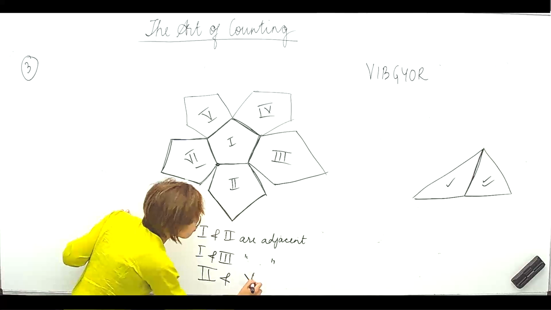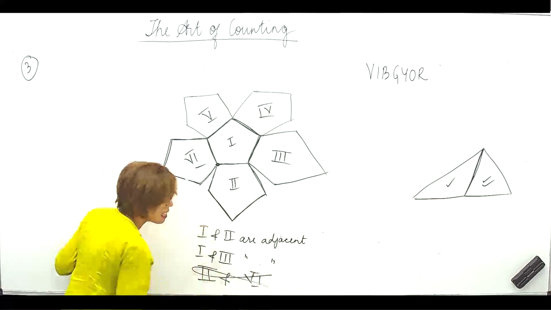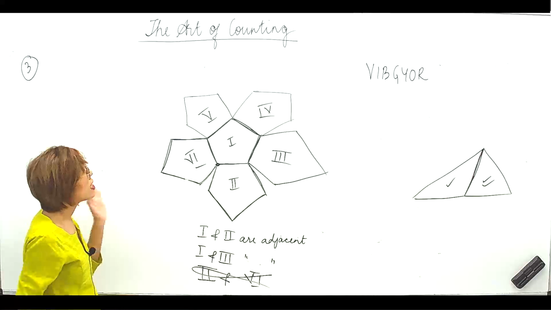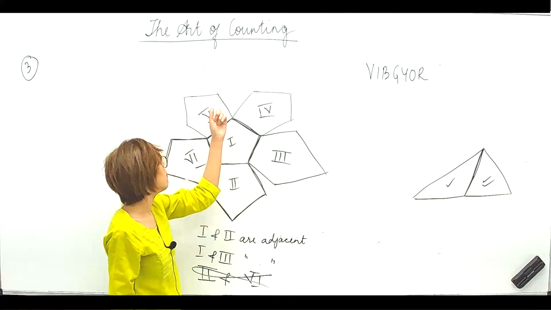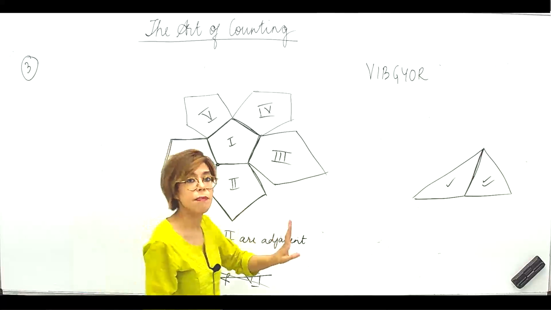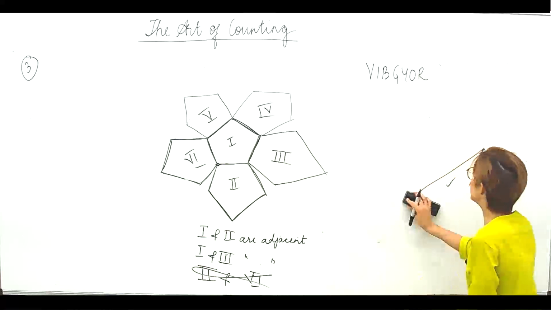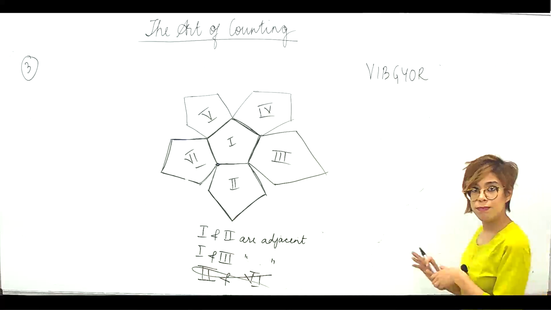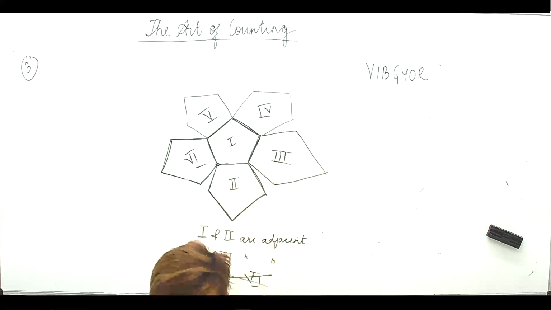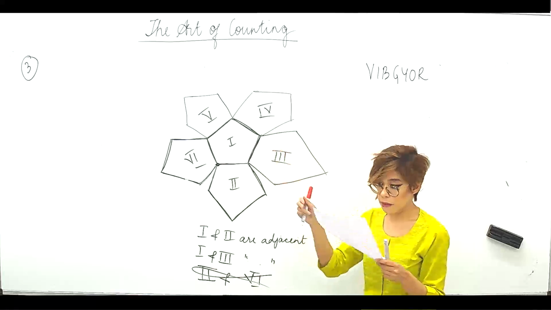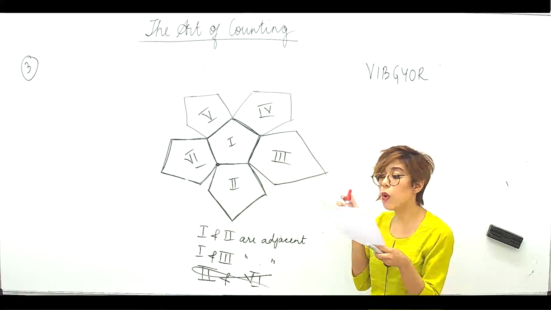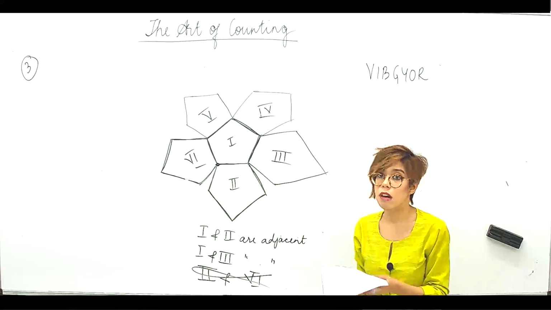So 2 and 6 are... How do we write 6? Yeah, I forgot. Are not adjacent, right? So the adjacent pairs are 1, 2, 1, 3, 1, 4, 1, 5, 1, 6. That's it. Right? Okay. So I understand the meaning of adjacent now. So let's see what he is saying. He says that you need to color this diagram and you have to make sure no 2 adjacent region has same color.